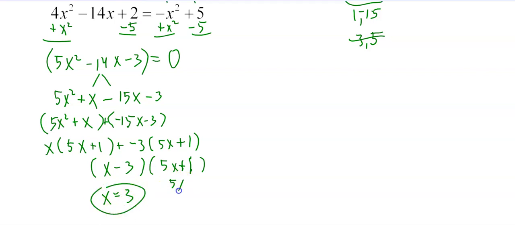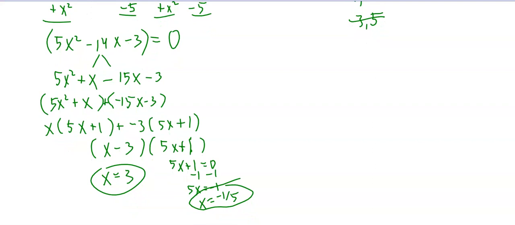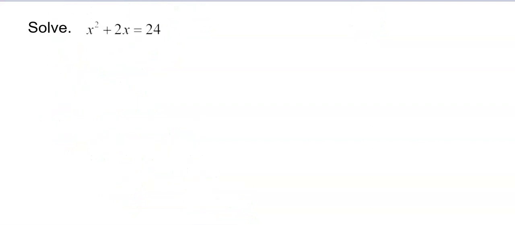So let's go ahead and just set it equal to 0. Subtract 1, get 5x equals -1, divide by 5, x equals -1/5. So I get two answers just like I did before. It just takes a bit of work to get those two answers, but that's how you do it. Okay, let's try another one.